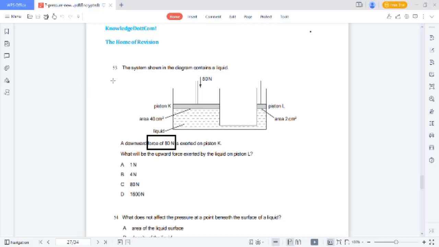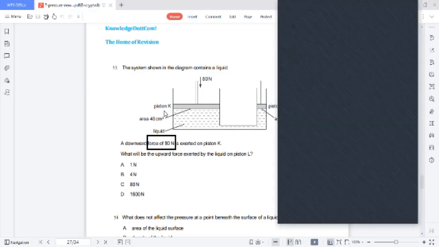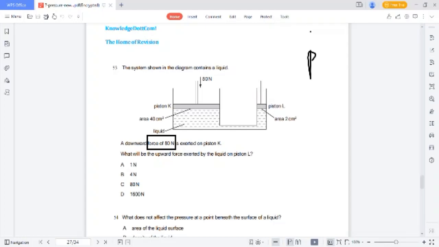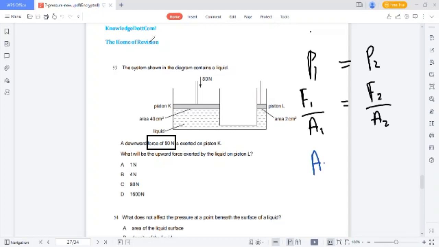So we know that the pressure remains the same. We can calculate pressure. So pressure 1, which is force 1 over area 1, is equal to force 2 over area 2. We are looking for F2, so we can move it to this side.